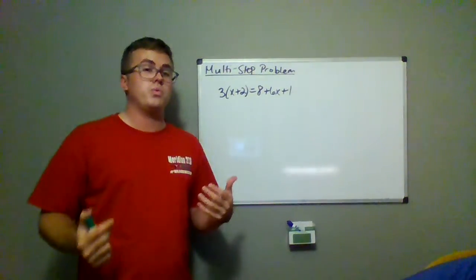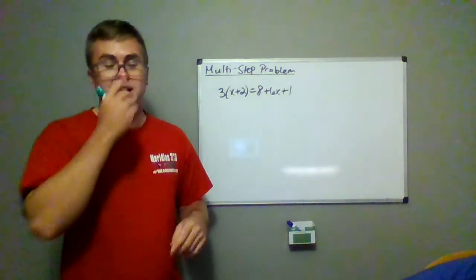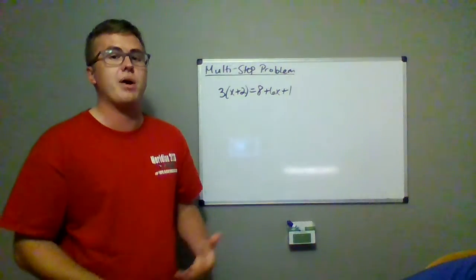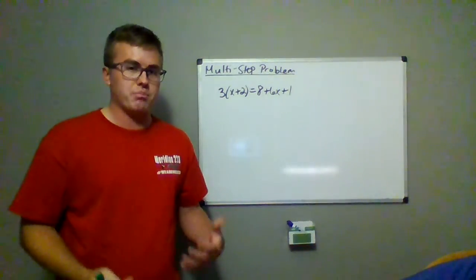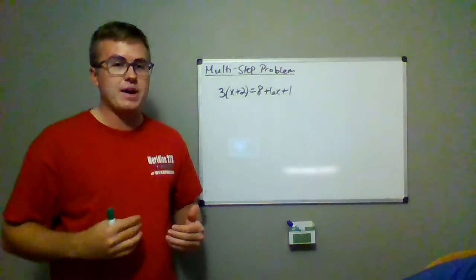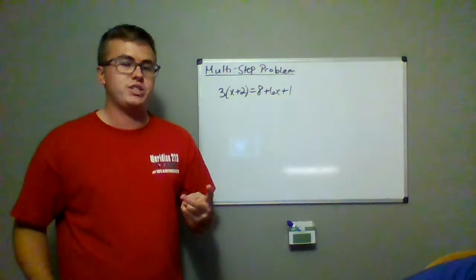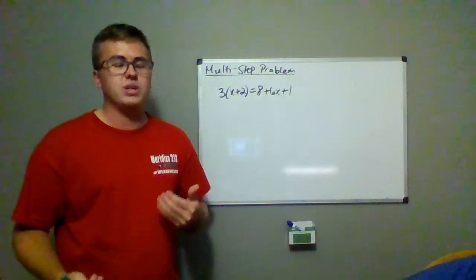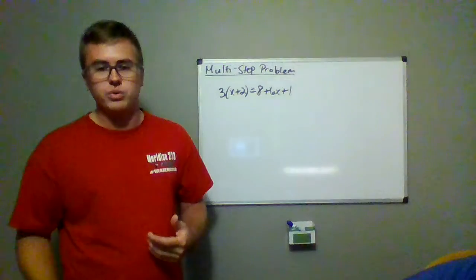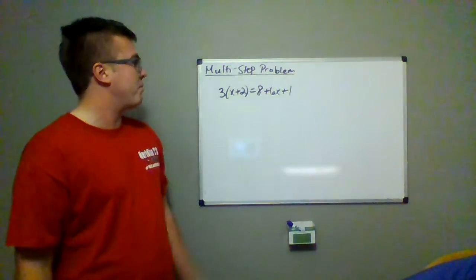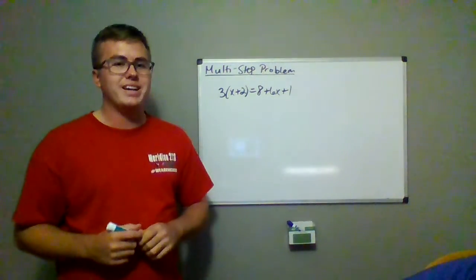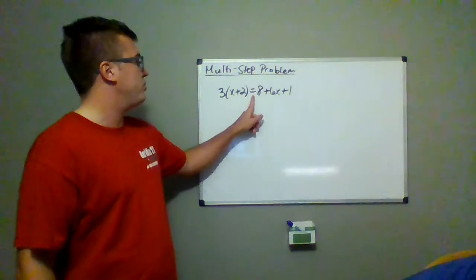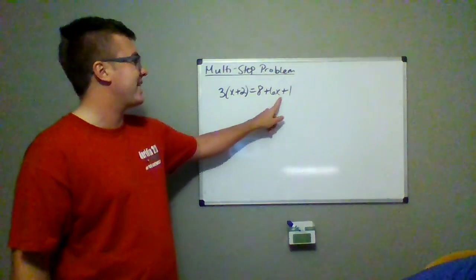Okay, so now we've gone through how to do it in 2 steps, and that's going to be the basis for how we solve multi-step problems. We want to get it down to where we can solve it in 2 steps, but before we can do that, we have to do some simplifying and rearranging. So in this problem, we've got 3 times the quantity of x plus 2 equals 8 plus 6x plus 1.